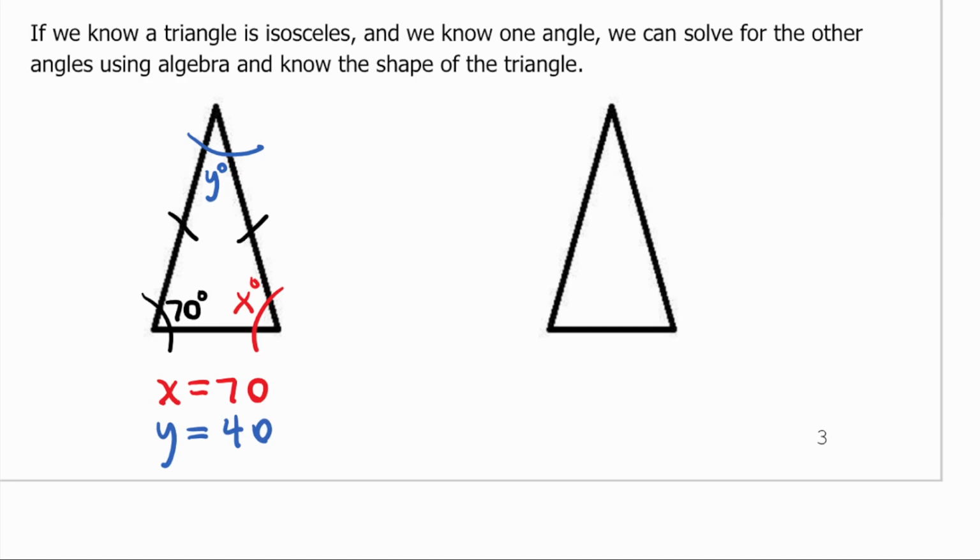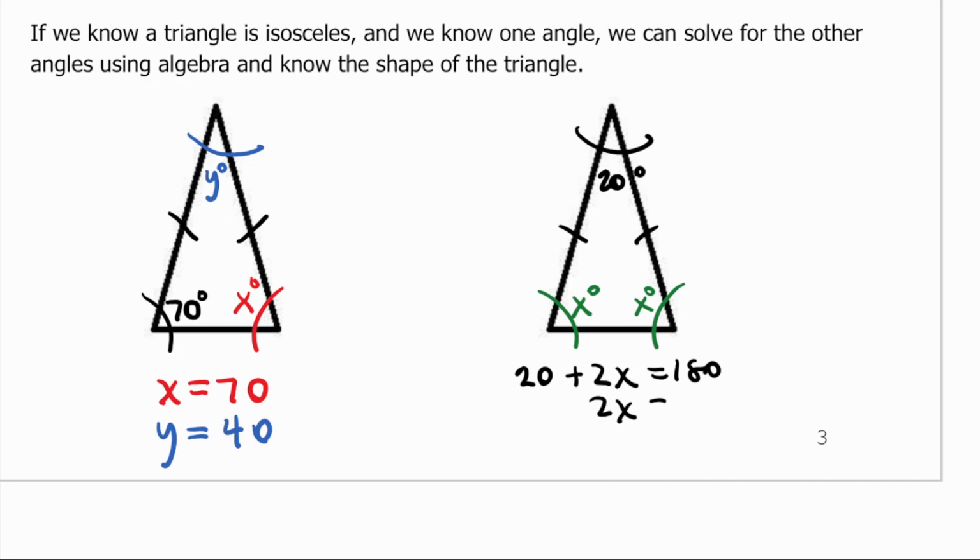We could do the same thing if we were given just the upper angle. We could say if we knew that the angle up top was 20 degrees and we were looking for the other two, we know they're equal, so it's like 20 plus 2x equals 180, so 2x would equal 160, and we could say that x was equal to 80.